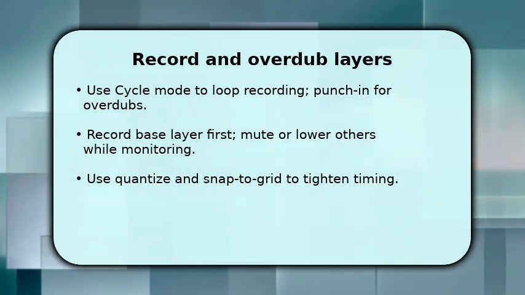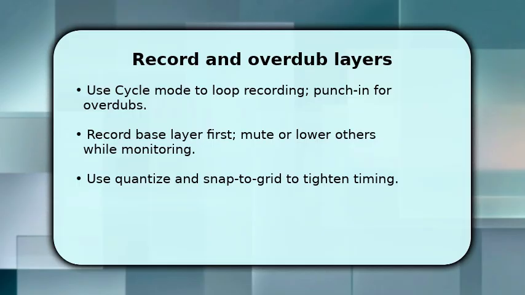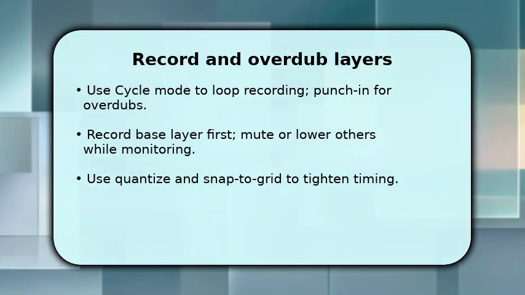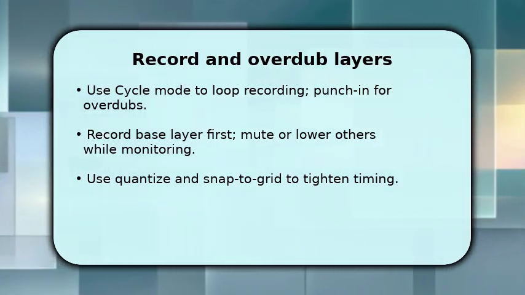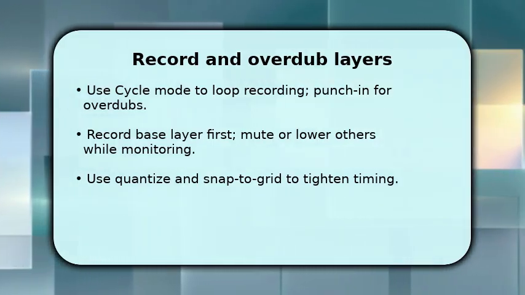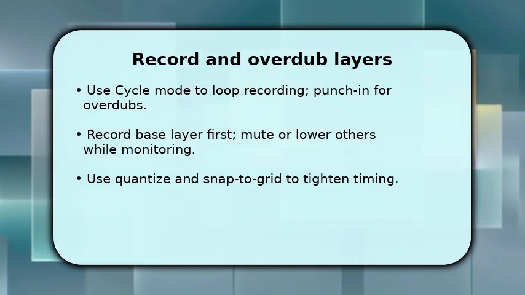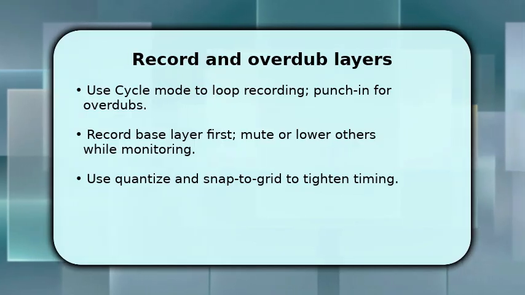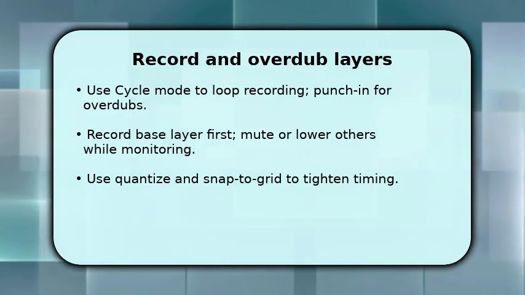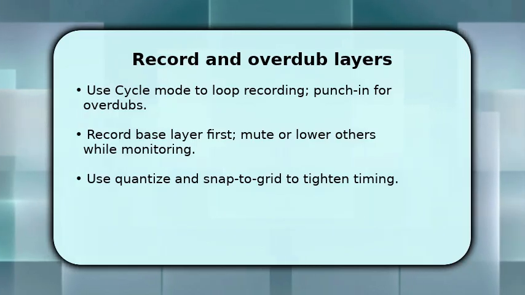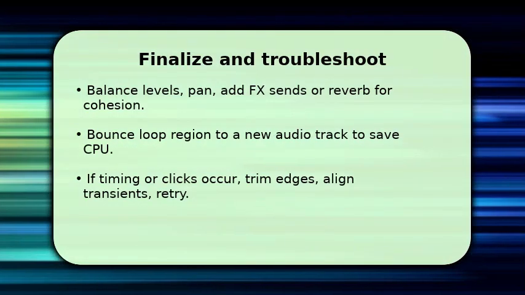Once done, enable overdub and record subsequent parts while listening to the loop through headphones. Use short fades on region edges to avoid clicks and apply light compression or EQ to each layer to keep clarity. If timing drifts, nudge regions or use quantize to snap transients into place so the loop remains tight and musical.